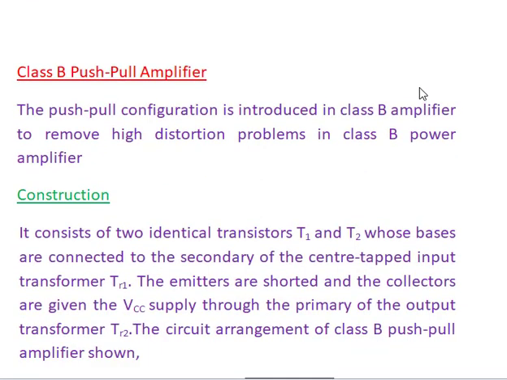A Class B push-pull amplifier is nothing but a Class B type amplifier. Its configuration is modified in the Class B amplifier to remove the high noise and distortion in the Class B power amplifier. Let us see the construction of the Class B push-pull amplifier.